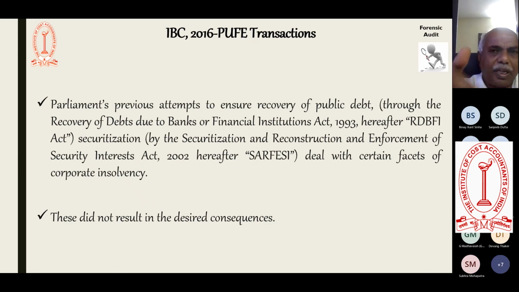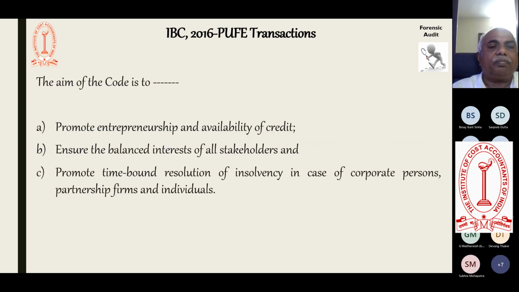That's why a number of acts were formulated. These did not result in the desired consequences. So after 20 years, that is still a problem. DRTs, that is also a problem. Courts, that is also a problem. One-time settlement or compromise, that is a problem. Asset reconstruction companies, another channel to recover the NPAs, that is also a problem. The aim of the Code is to promote entrepreneurship and availability of credit.